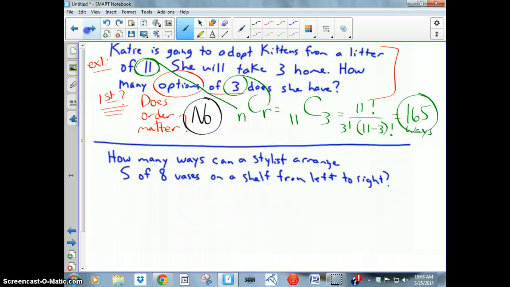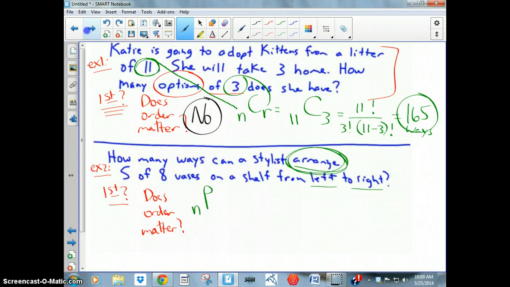Example 2. How many ways can a stylist arrange 5 of 8 vases on a shelf from left to right? Well, again, ask yourself the first question. Does order matter? Is there anything in the problem that indicates these things have to be in order? And the answer is yes. There's the word arrange, and we're going from left to right. 2 dead giveaways that this is a permutation problem.